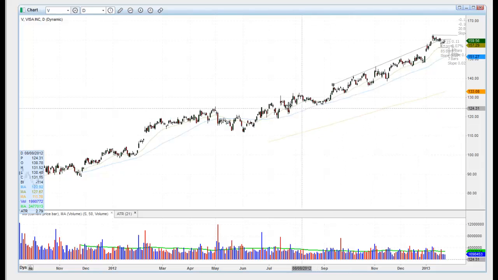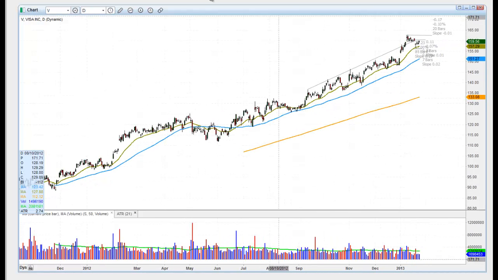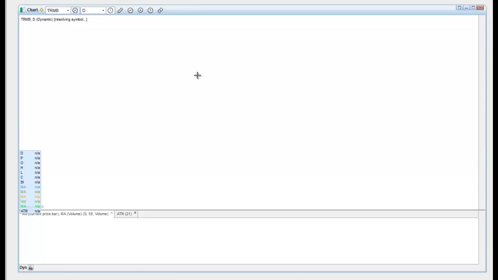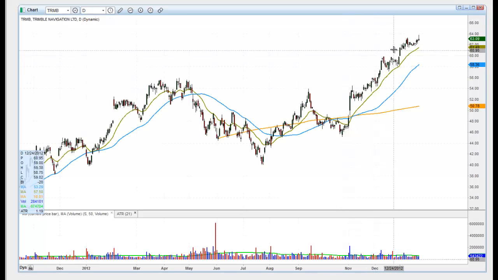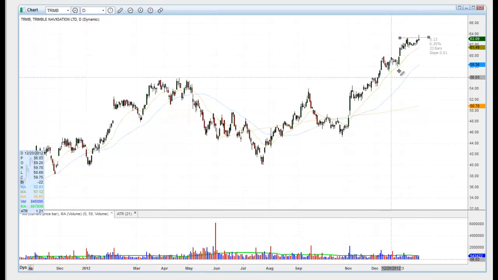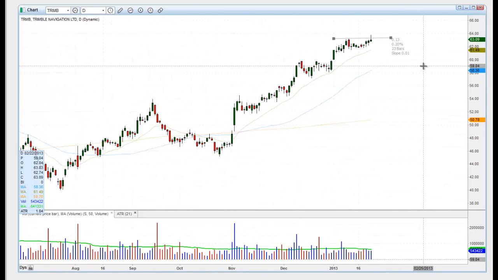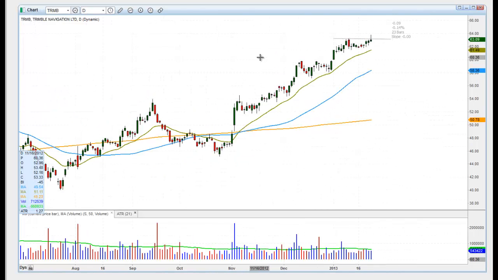So here's the breakout, probably a base breakout anywhere in the 123 to 130 range, so quite a ride already, so it might be a little bit late in that rally. TRMB, looking pretty good. It's just extended right here. I mean, if you've owned it for a while, you might look to lock in some gains. If you're just looking to buy here, not much of a base.